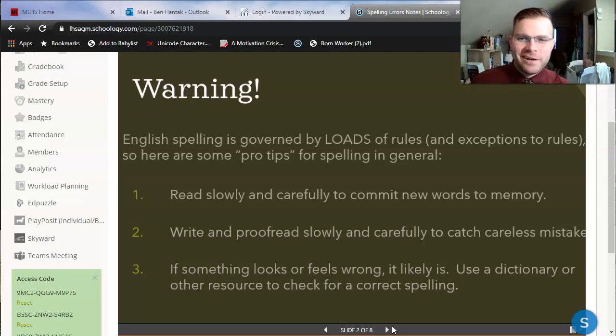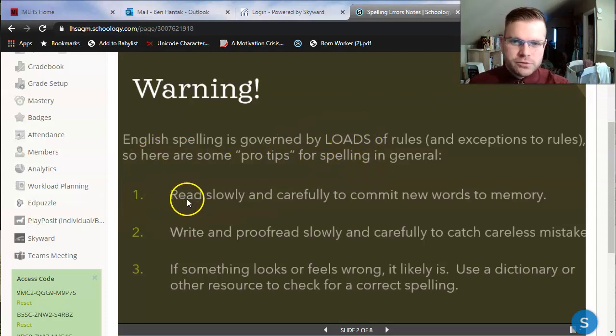Spelling in the English language is governed by loads and loads and loads of rules. Way too many rules that I could teach this year. There are even spelling rules in the English language that I don't know well. I just know how to use them because I'm a native English speaker, like most of you or all of you are. And there's a lot of exceptions for those rules as well. So instead of teaching you a bunch of different spelling rules and expecting you to remember all of them, I do want to give you some pro tips just for fixing your own spelling mistakes in general.